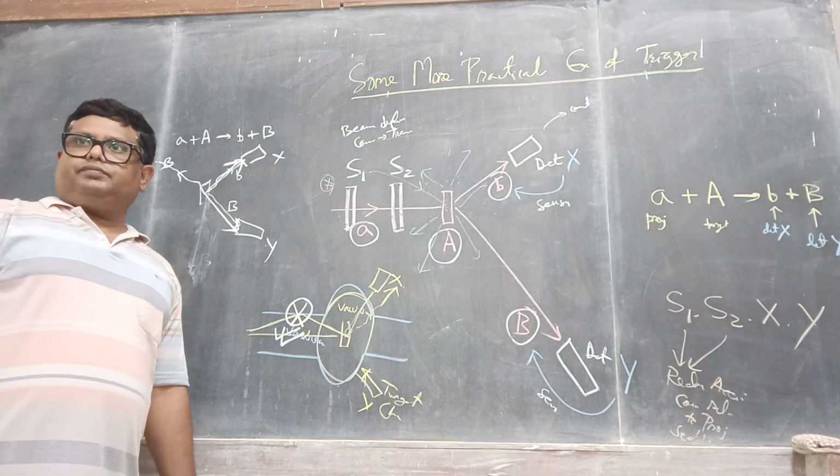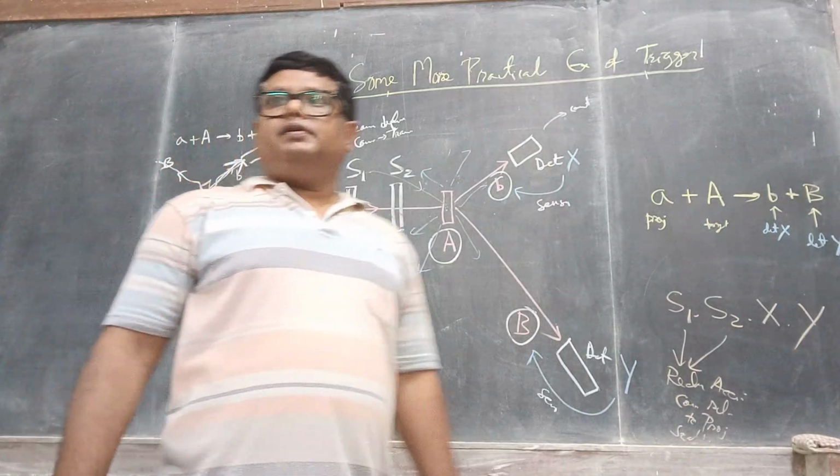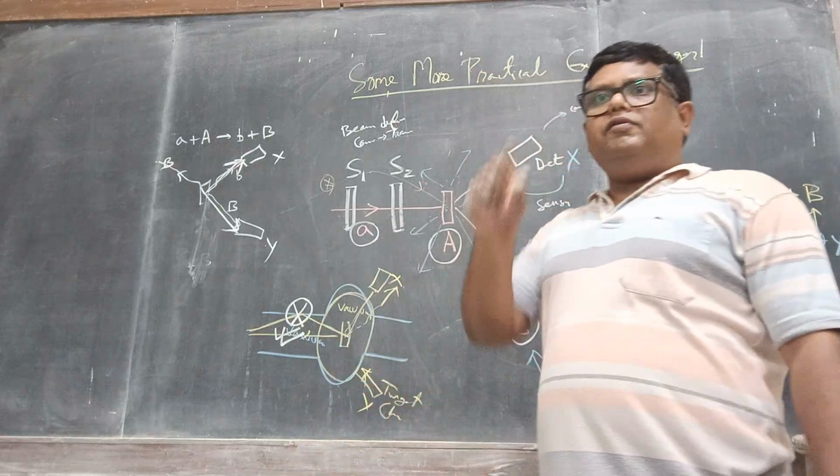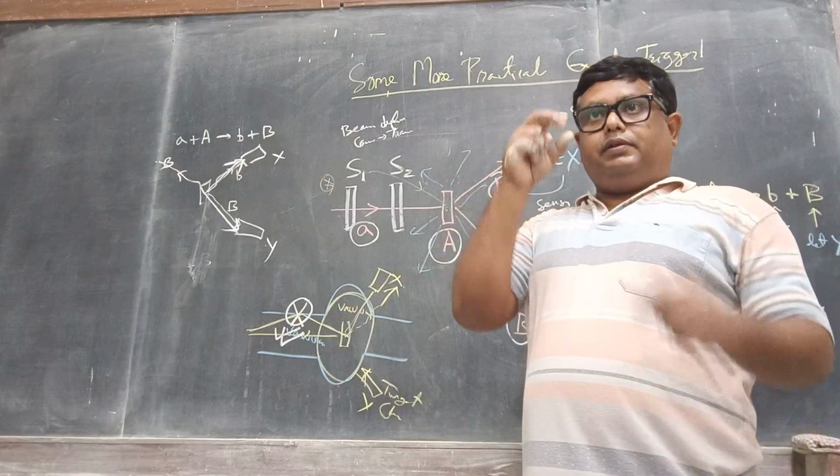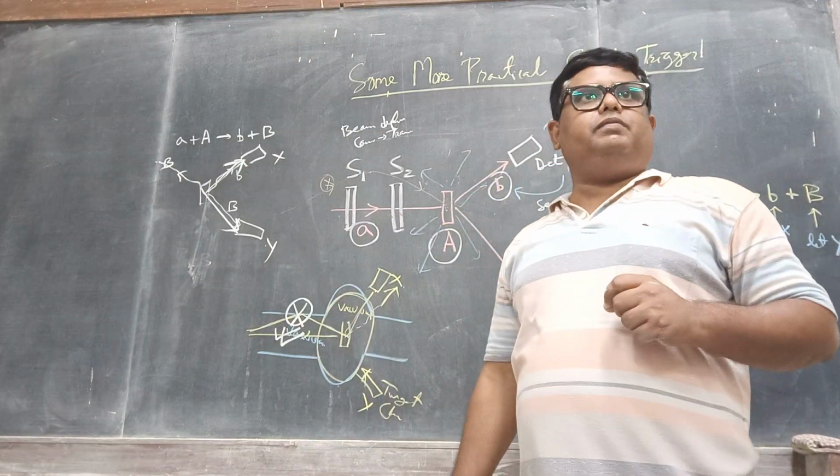Sir, are these beam defining counters like collimators? Beam defining counters are very thin, transmission type. They are only allowing the straight beams to pass. How thick is the beam?